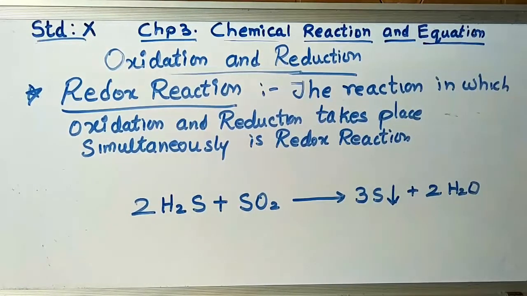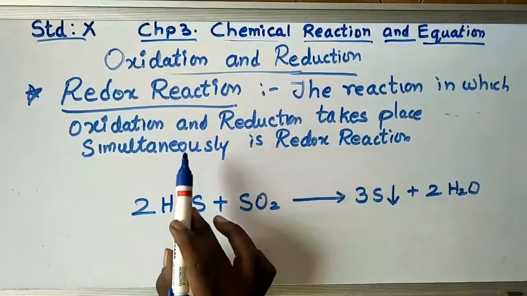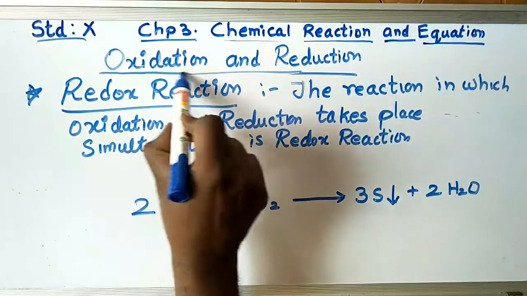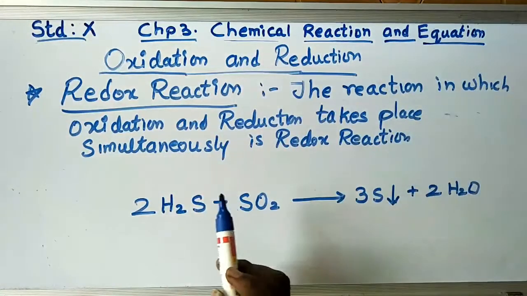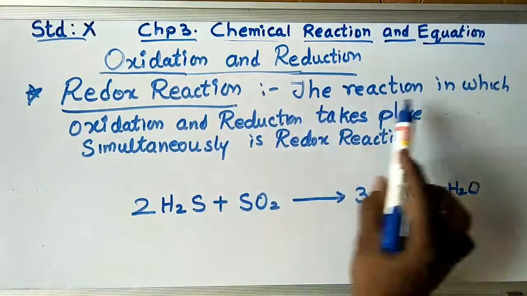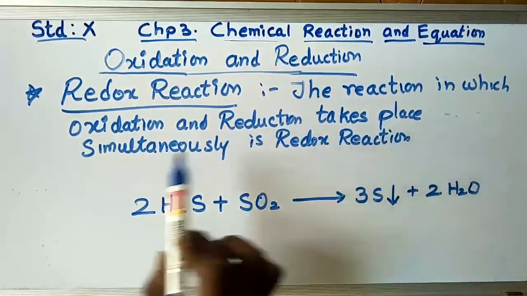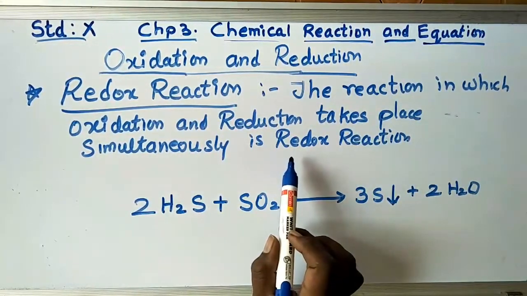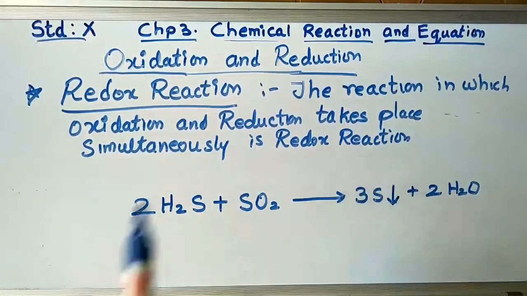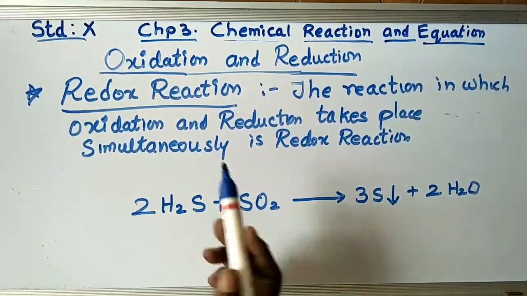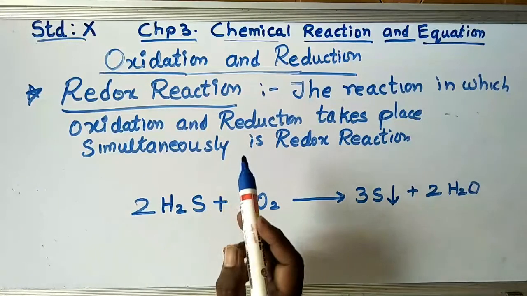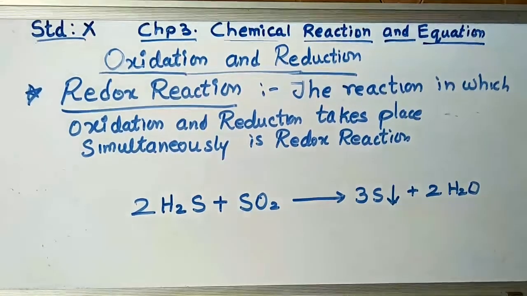Redox reaction. Redox reaction means, previously you learnt about the oxidation and the reduction reaction. But redox means the reaction in which both oxidation and reduction take place simultaneously is called a redox reaction. That means in one reaction oxidation is also there and reduction is also there.